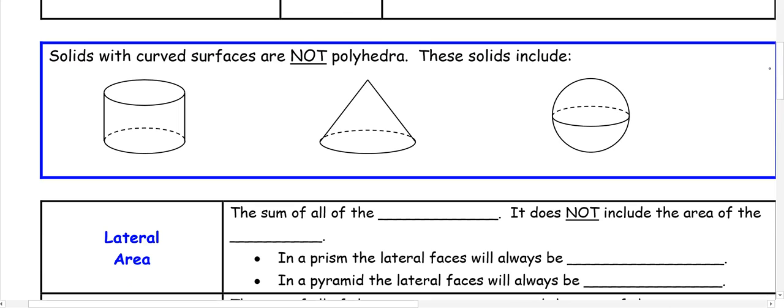Solids that have curved surfaces are not going to be called a polyhedron. These are shapes like this. This right here is a cylinder, a cone, and a sphere.